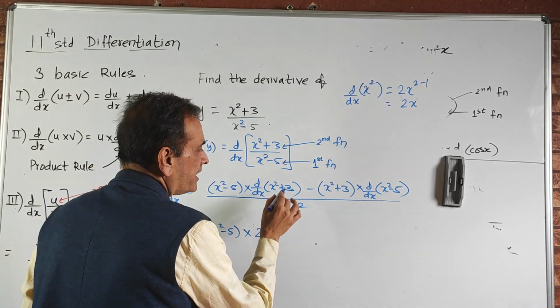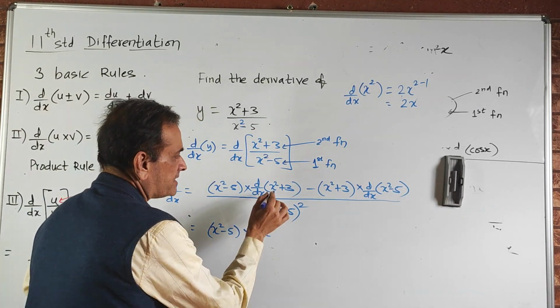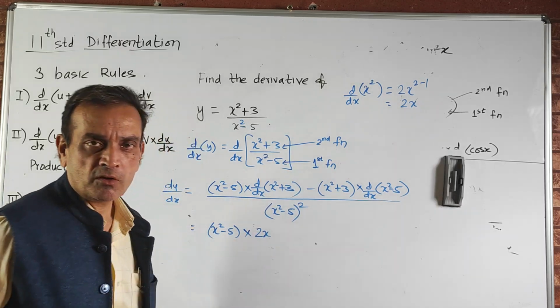D by dx of 3 is 0. Remember, derivative of any constant is taken as 0. So it is actually 2x plus 0, which I am not writing.